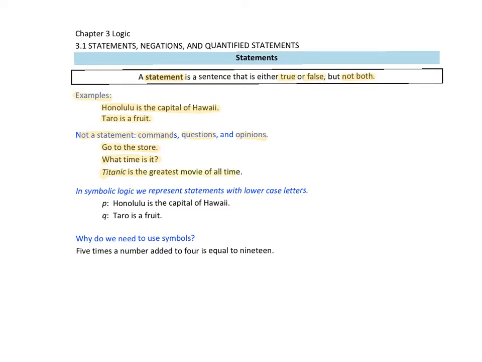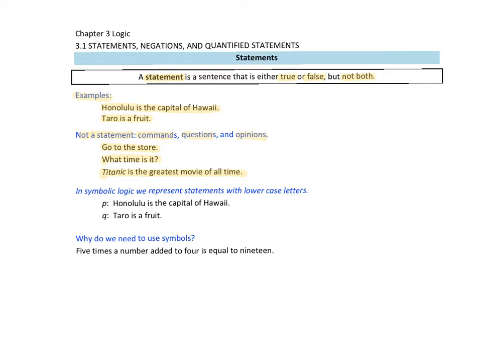Titanic is the greatest movie of all time. So this is an example of a sentence that is not a statement because it's both true and false. For some people, Titanic may be the greatest movie of all time, so it may be true for some, and for others, no, it's not the greatest movie of all time. So this is an example of an opinion.